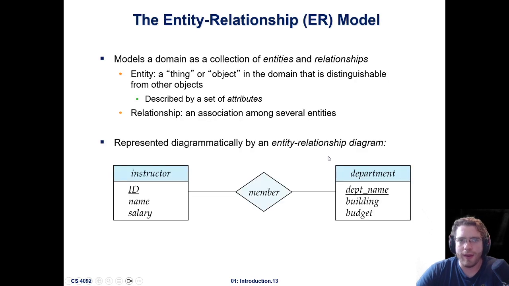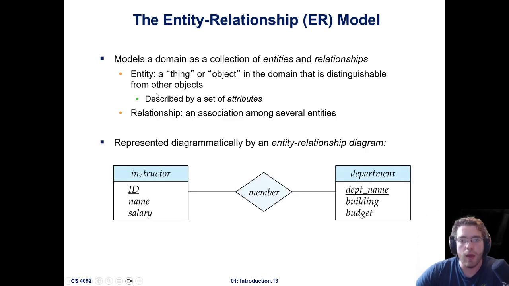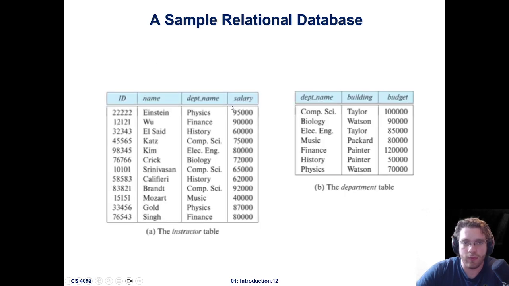What we want to look at next is that we have these two separate relational tables, but how do we actually get them connected? This is where our entity relationship model comes into play, and it visualizes a collection of entities and relationships. An entity, in this case our instructor, is a thing or object in a domain that is distinguishable from other objects, and it is described by a set of attributes. Again, these attributes are what we saw earlier: ID, name, department name.